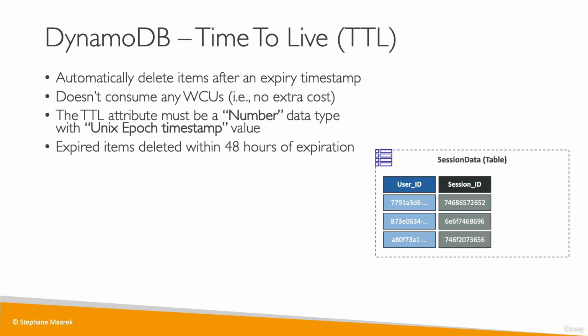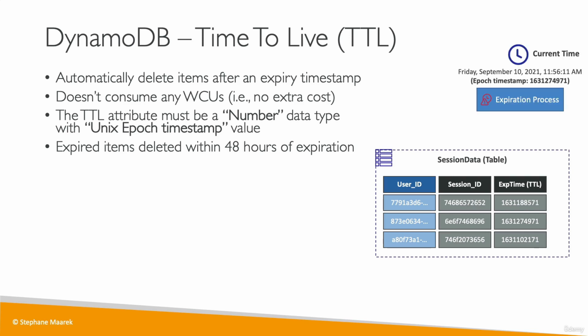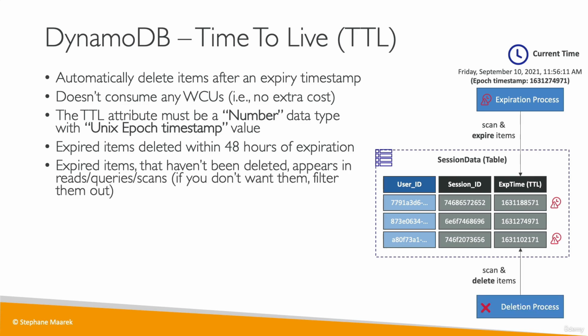So if we look at a table, for example, a session data table that has two columns, user ID and session ID, we want to add an expired time, which is going to be the TTL of our table. And we're going to define when each session will expire. Now, when there is an expiration process in DynamoDB, it will look at the current time and scan the table and expire items that are going to obviously have a TTL epoch time less than the time right now. And then a second process will scan and delete these items from the table. And this is how TTL works.